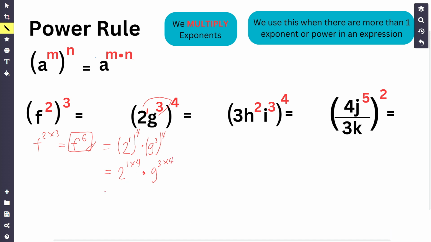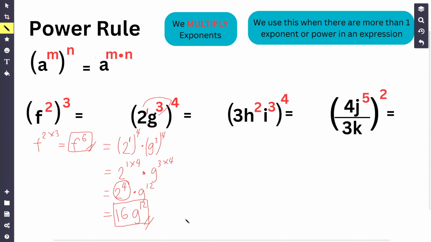Continuing, now this will become 2 raised to... what's 1 times 4? Obviously that's 4. And then multiply with g raised to 3 times 4, and 3 times 4 is 12. However, please take note that the 2 raised to 4 can still be simplified. What is 2 raised to 4 again? 2 raised to 4 is 2 times 2 times 2 times 2, and that is 16. And we have here g raised to 12. So this is our final answer already. We have here 16g raised to 12.